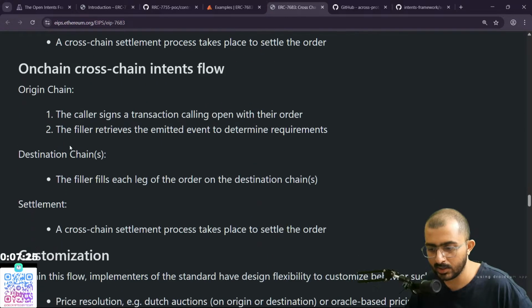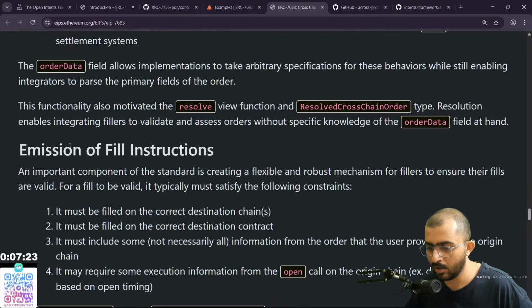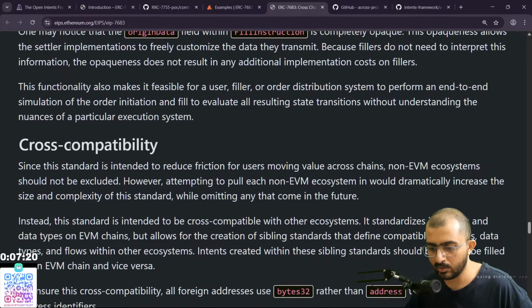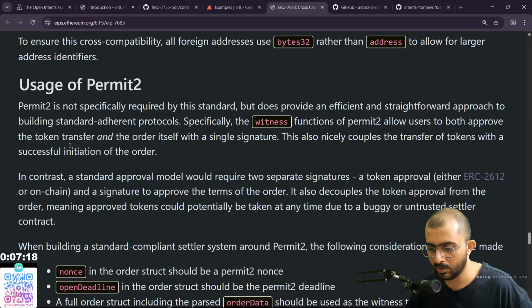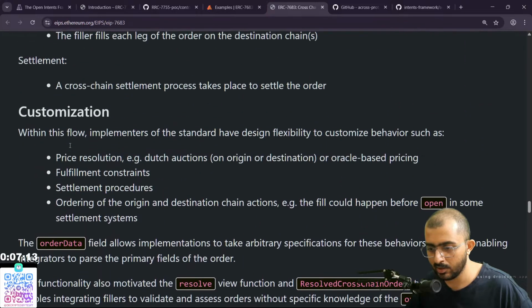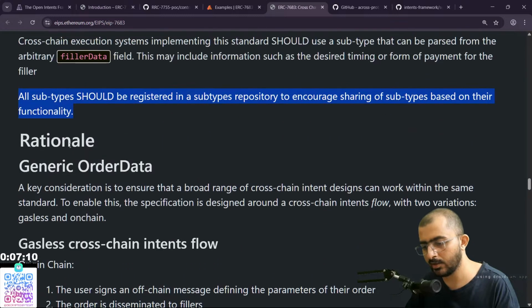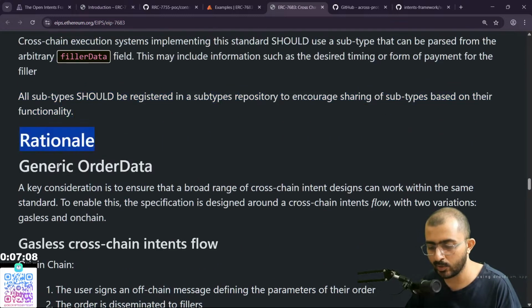Rationale. Okay, it's pretty hard to understand. If you want to read the rationale, you can. I'm not going to, because it's way too complicated to understand, and they are just telling why they have done it. I'm not really interested in that part. I'm more interested in understanding the implementation, not the reasoning behind it.